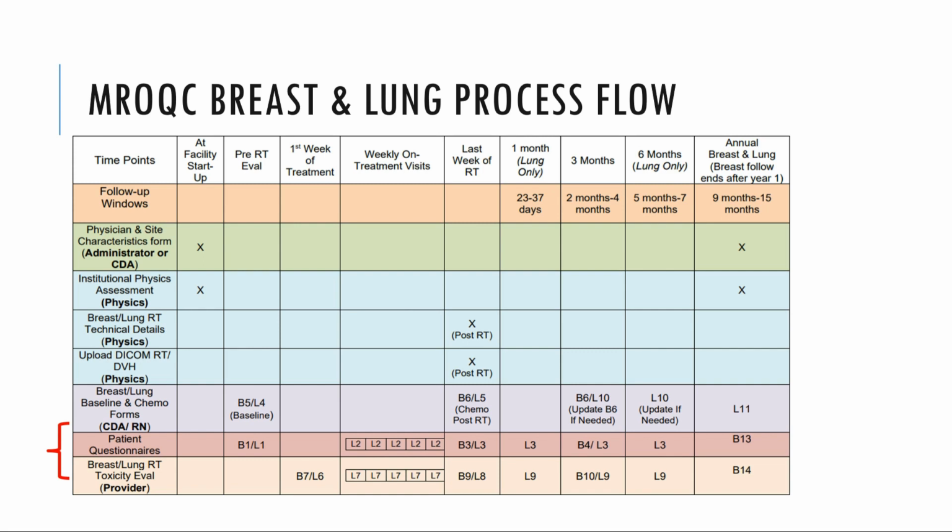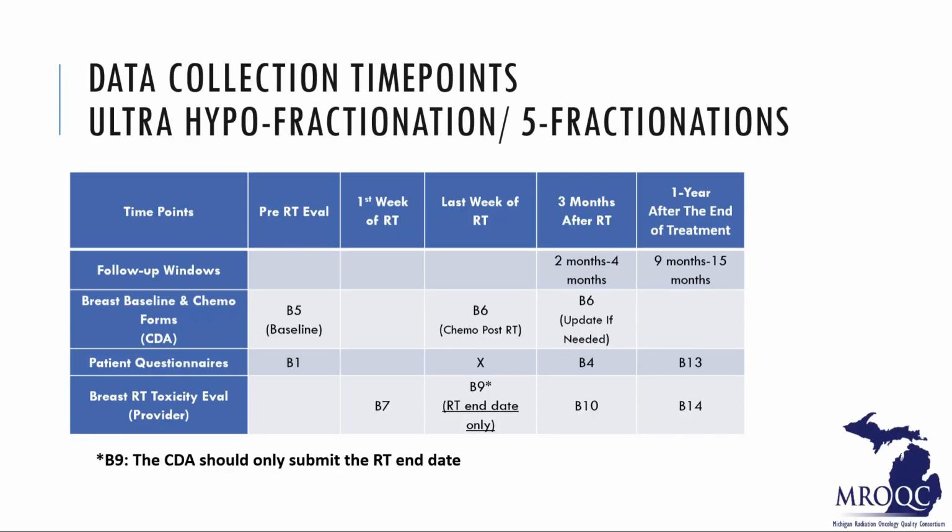So if we look at pre-RT eval, the B5 CDA baseline form and the B1 patient survey should be completed. And this goes on for each one of the designated time points. If a patient is receiving a 5 or fewer course of treatment, we have an abbreviated time point schedule. Please review this when appropriate.